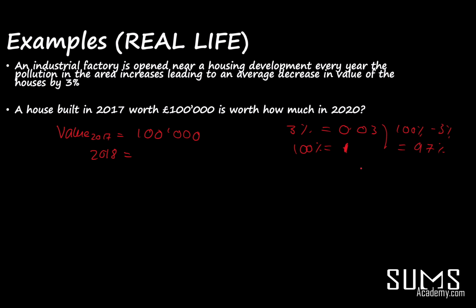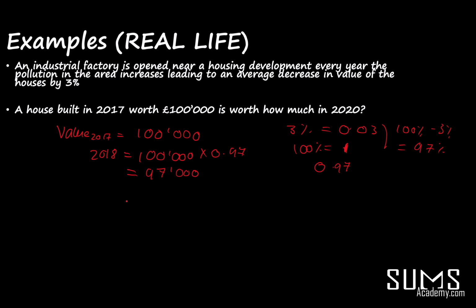Okay, so what we use for our changing value here, what we multiply it by every time, is actually 0.97. We're saying it's worth 97% of what it was worth last year. So this then becomes 100,000 times 0.97, which is equal to 97,000 pounds.